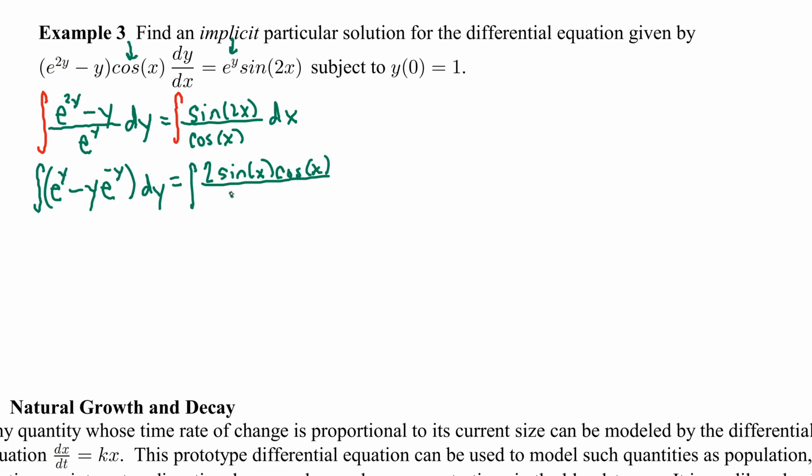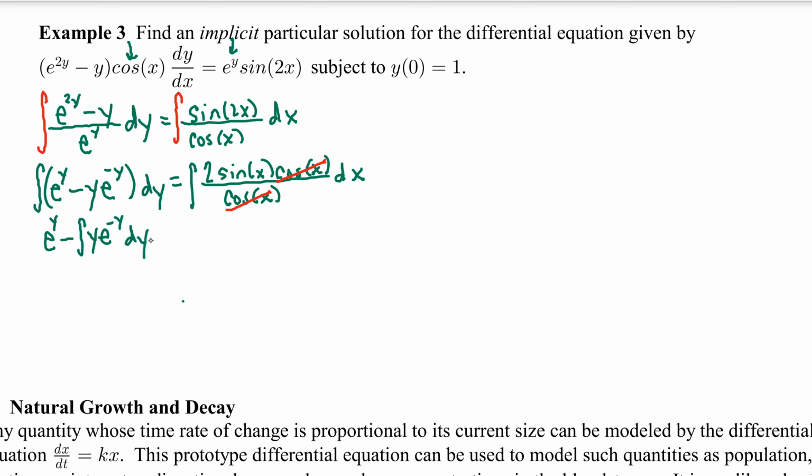And we have a cosine of x here in the denominator that we'll be able to cancel. And that's going to simplify our integration process. So working on the integral on the left side, we can integrate term by term. The integral of e to the y is e to the y. But to work on that second term, negative y e to the negative y, we're going to need to use integration by parts. So to indicate this, I'm just going to postpone that integration here to the next step.